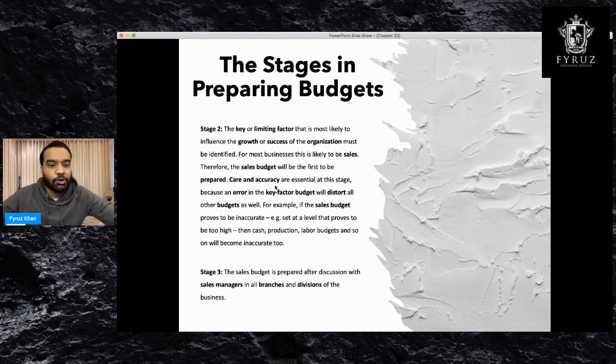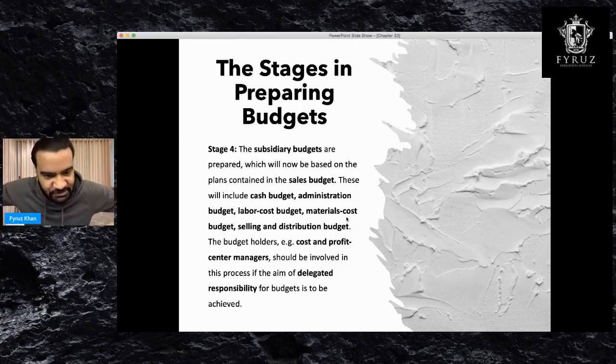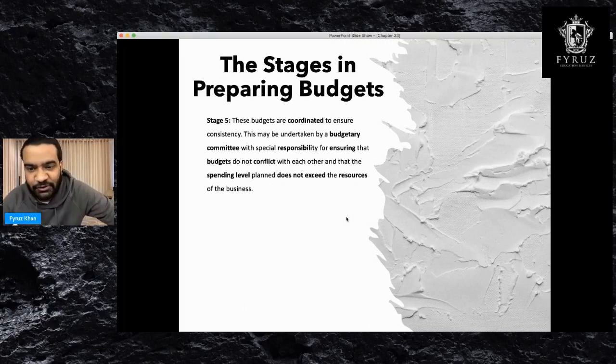Stage 3, you create the sales budget. In discussion with sales managers in all branches and divisions, you create that budget. Stage 4, you create other subsidiary budgets like cash budget, administration budget, labor cost budget, material cost budget, other additional budgets. Make that stage 4. Stage 5, what you do is coordinate all those budgets. And I've spoken about this.